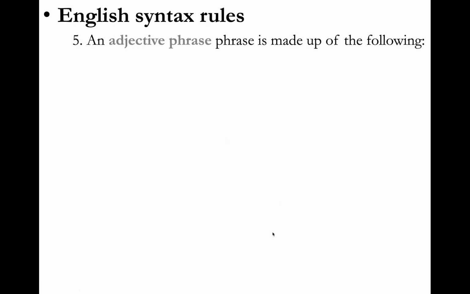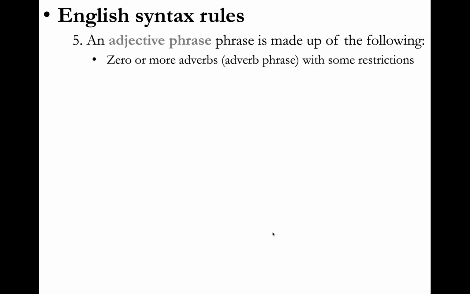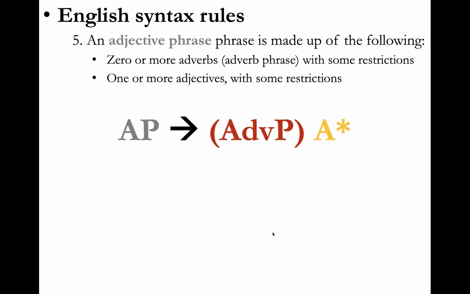Okay. An adjective phrase is made up of the following. You have zero or more adverbs, which is an adverb phrase, with some restrictions. There are some restrictions there. You can have one or more adjectives. Again, there are some restrictions in English. And so it ends up looking like this. Adjective phrase is made up of an optional adverb phrase and one or more adjectives. If you have zero adjectives, it's not an adjective phrase.